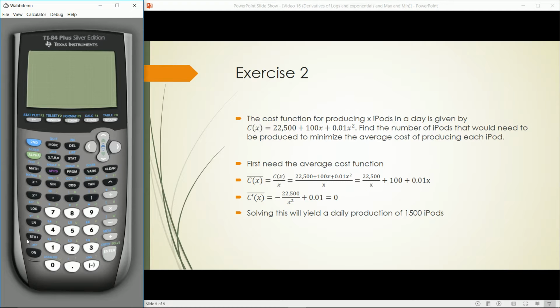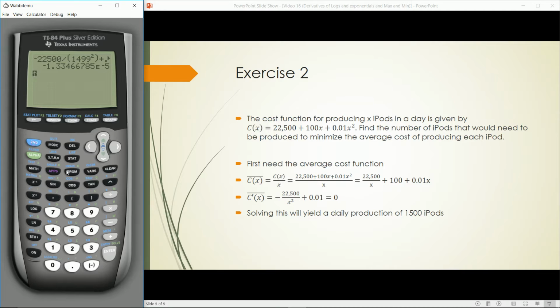So let's go ahead, turn this on. Now let's start typing in our equation. Negative 22,500 divided by 1,499 squared, close that off, plus 0.01. All right, so that's to the left. Well, that's a negative number, which means it's decreasing on the left. Good so far. Now let's change that to a number higher than 1,500.